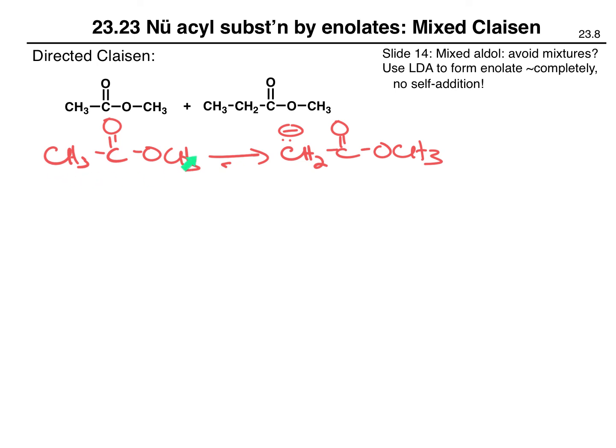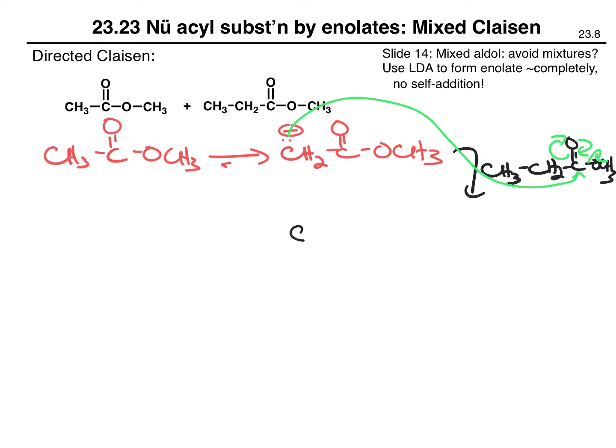And now there is very little of this ester for it to react with, so we don't have to worry about self-addition. Instead, nothing really happens until we add in the second ester, and this will add here, push these electrons up, back down, kick this out, and we will end up with only one product, not a mixture of 4.